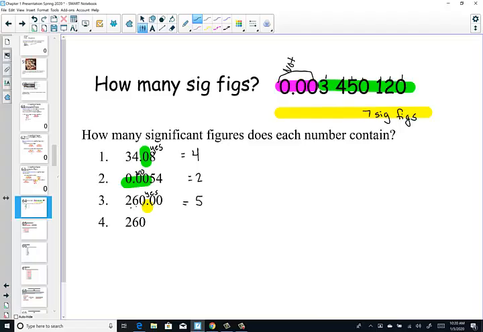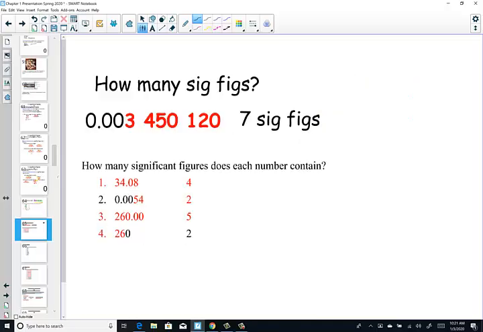And the last one, 260. This has no decimal point. Therefore, this is not significant. Therefore, we have 2 sig figs. Here we've highlighted our answers. 34.08 does indeed contain 4 significant figures. 0.0054, only the last 2 are significant. Number 3, because there is a decimal point, all 5 digits are significant. And number 4, because it lacks a decimal point, only the first 2 digits are significant.